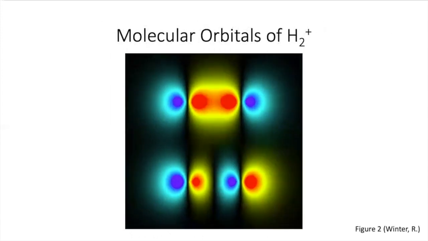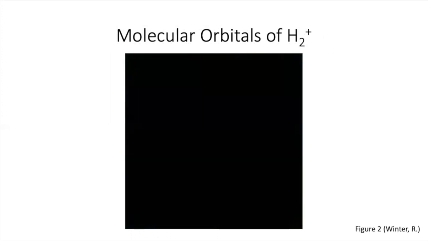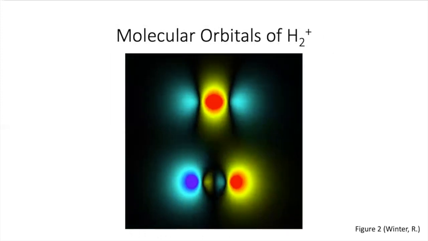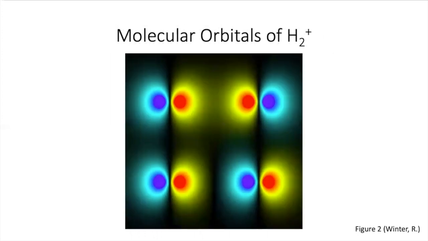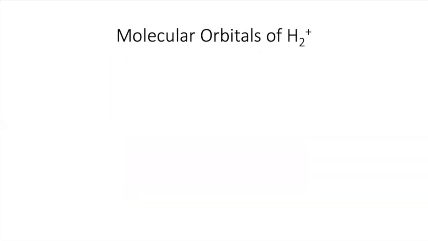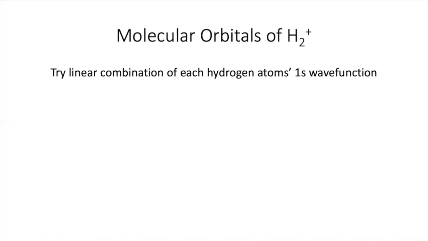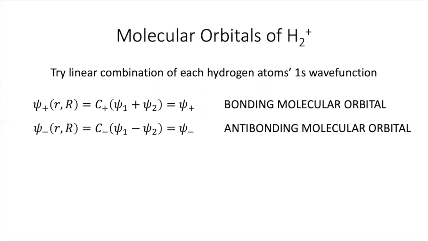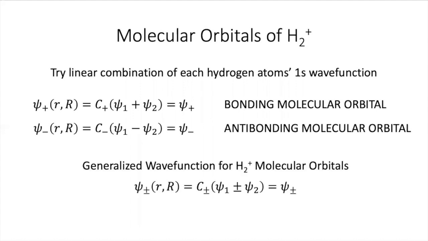This is a GIF of the spherical 1s atomic orbitals of hydrogen coming together to form the bonding molecular orbital on the top and the antibonding molecular orbital on the bottom. We need to model this mathematically. How are we going to do this? We do this by trying a linear combination of the atomic orbitals. So we're going to add the 2 wave functions to make one new wave function, and then we're going to subtract them to get another new wave function. These wave functions, psi plus and psi minus, signify the bonding and antibonding molecular orbital wave functions for our molecule. We can then get a generalized wave function, psi plus minus, which makes further mathematics more simple.